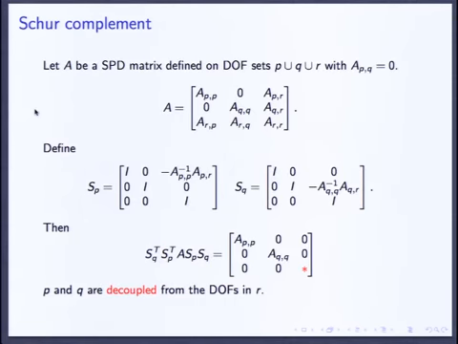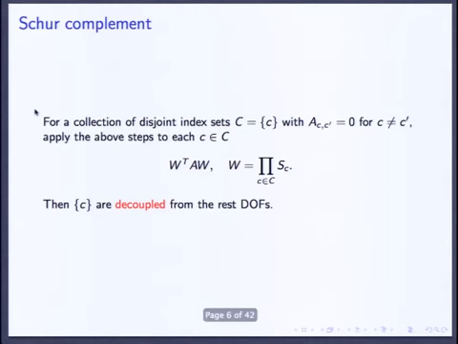So this is the simplest case where we only have two index sets, P and Q, that we want to decouple. So in the talk that I'm going to give, in the following slides, in many cases we're going to work with a collection of disjoint index sets. So not only do we have just P and Q, we have many of them. We typically denote them by C, and we require that A(C, C') be equal to zero for any C and C', different members of this disjoint collection.